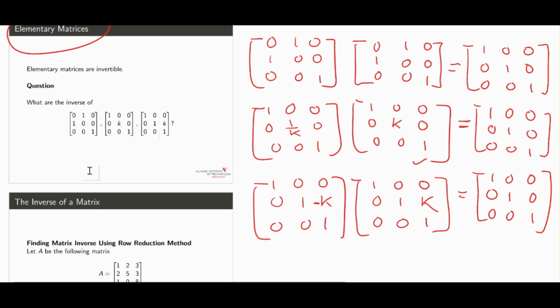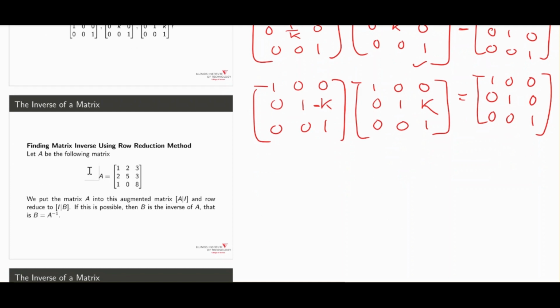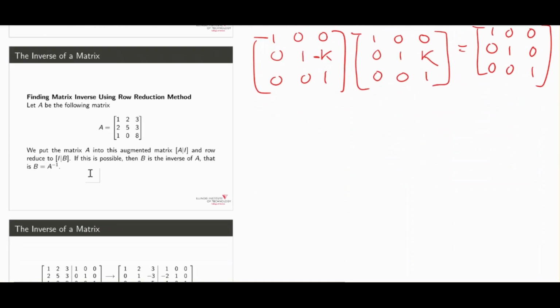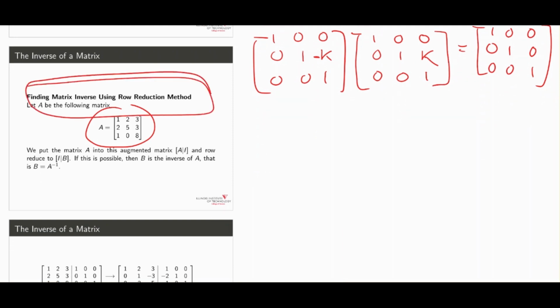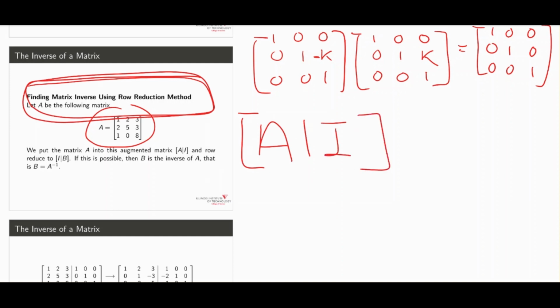Okay, cool. So now finally we are able to talk about how to actually compute the inverse by doing row reductions. And the procedure is very straightforward. You have a 3 by 3 matrix right here. I'm going to show it by an example. In order to find the inverse of a matrix using the row reduction method, you take this matrix A and put it in an augmented matrix that looks like this. So this is a big augmented matrix.